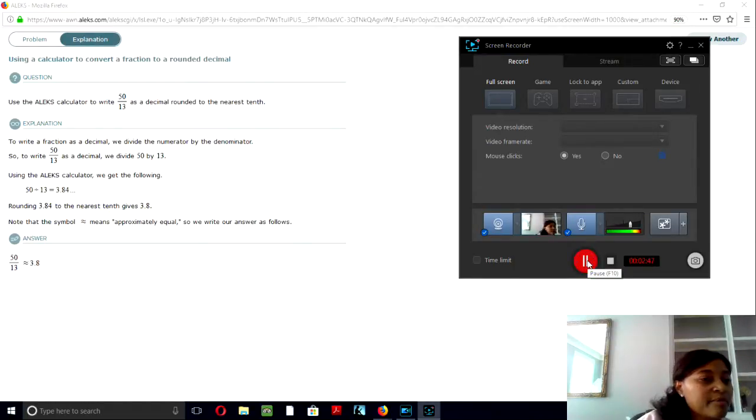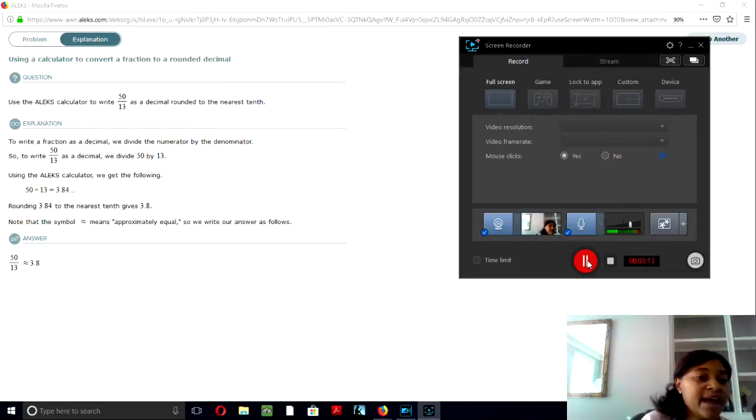The next problem asks us to use the ALEKS calculator. However, we do not have to use the ALEKS calculator. I'm actually using my smartphone for this problem, so you don't necessarily have to use the ALEKS calculator. So we have to convert this fraction to a decimal, and then we have to round it.